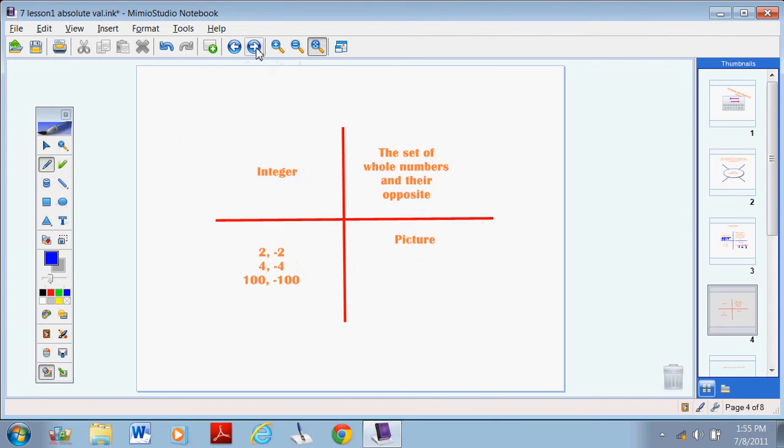Okay, next vocab, we have integer. Integer is the set of whole numbers and their opposites. So for example, you have 2, -2, 4, -4, 100, -100. Once again, all of those are opposites of each other. You can draw a picture, something to make you remember. Some kids in the class draw a girl and then a boy. They're still humans, whole numbers, but they're opposite sets. You can draw whatever you want here for a picture.